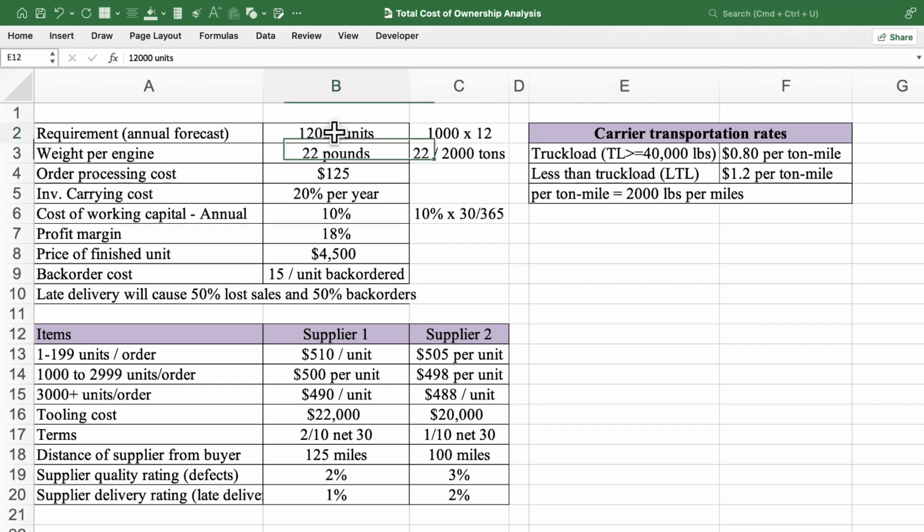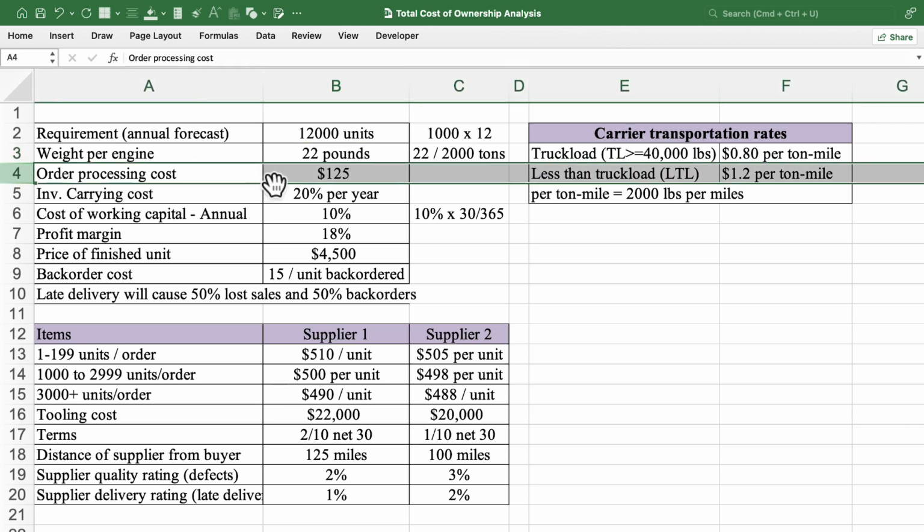Annual demand is 12,000. Company will be buying in lot size of 1000. So every time they will place an order of 1000 units, which means they will be placing 12 orders. So 12 orders multiplied by 1000 in every order, that will be 12,000 units. And the weight of each engine is 22 pounds. We need to convert it into tons at a later stage, so we'll divide by 2000.